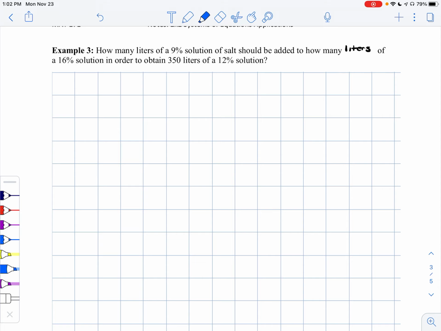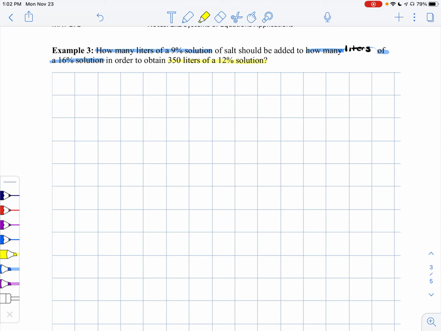This is asking us how many liters of a 9% solution of salt should be added to how many liters of a 16% solution in order to obtain 350 liters of a 12% solution.